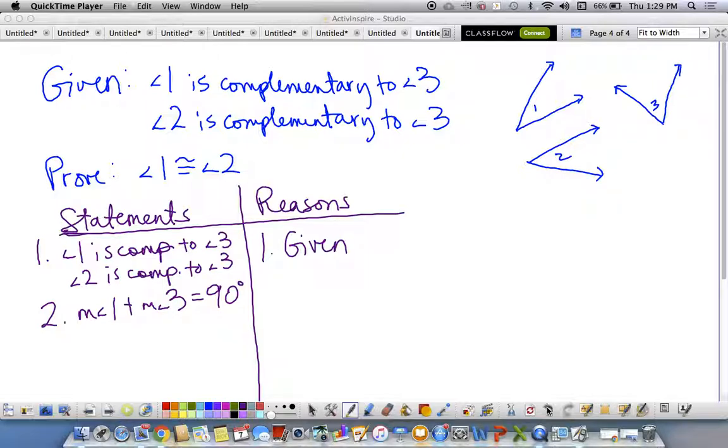Well, I wrote that for the first given statement. What about the second given statement? Can I write it for that? What can I write? The measure of angle 2 plus the measure of angle 3. Now, how do we know that? Oh, because they're complementary. Is it a postulate? Is it a theorem? Is it a property? Is it a definition?